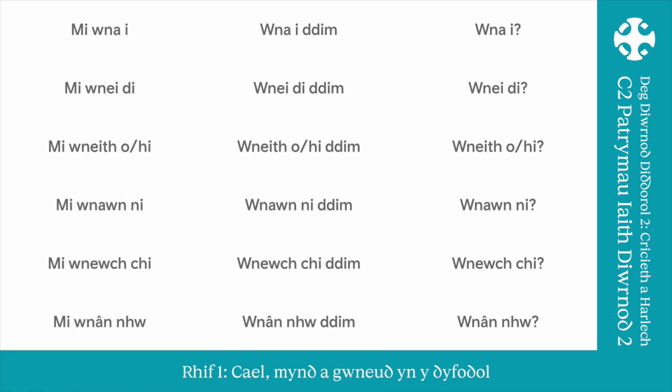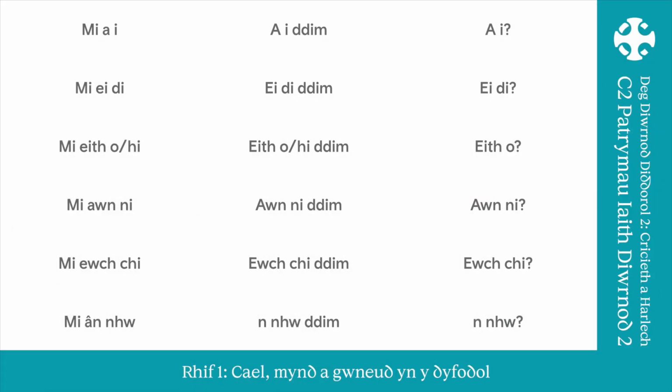Gwneud in the future. Mi wna i, mi wnei di, mi wneith o, mi wneith hi, mi wnawn ni, mi wnewch chi, mi wnân nhw. Wna i ddim, wnei di ddim, wneith o ddim, wneith hi ddim, wnawn ni ddim, wnewch chi ddim, wnân nhw ddim. Wna i, wnei di, wneith o, wneith hi, wnawn ni, wnewch chi, wnân nhw.